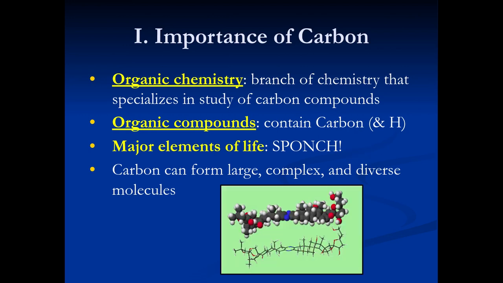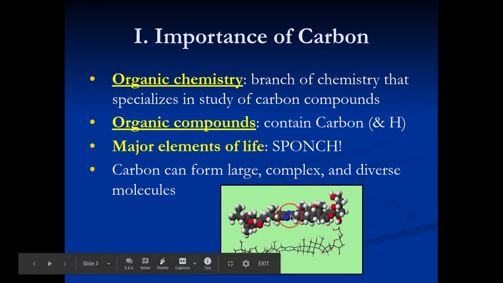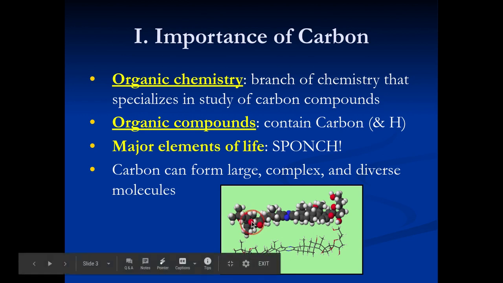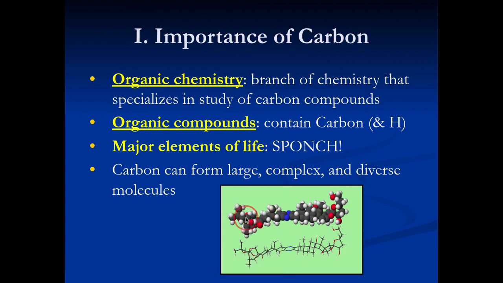So when we look at this, all the black, this black chain right in the middle, those are all carbons. The white are hydrogens, and the red are oxygens. So carbon, hydrogen, and oxygen are what we're going to primarily be focused on.